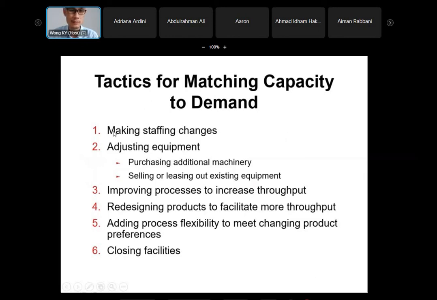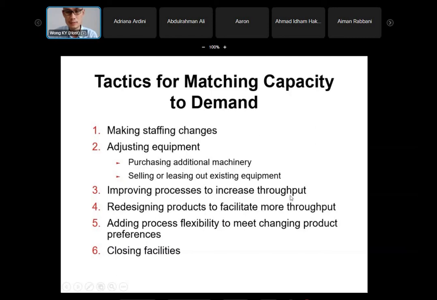The first thing you can do is make staffing changes. For example, if you do not have enough capacity to meet customer demand, then you have to make changes in your staffing requirements. It means you have to employ more workers so that you can increase your capacity. But if you have more than enough capacity, then you may consider laying off the unnecessary employees. The second thing you can do is adjust equipment. How? Purchase additional machines or equipment. If you have more than enough capacity, then you may want to consider selling or leasing out the equipment to other companies.